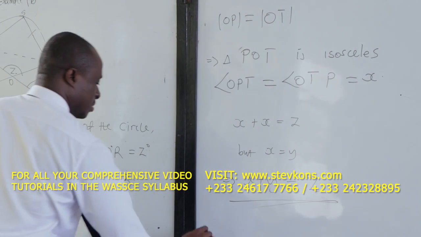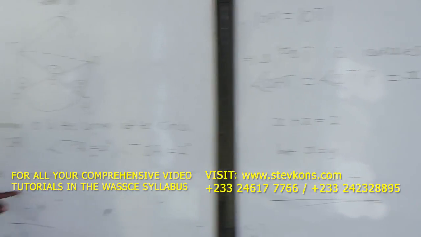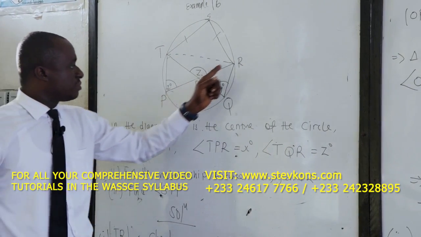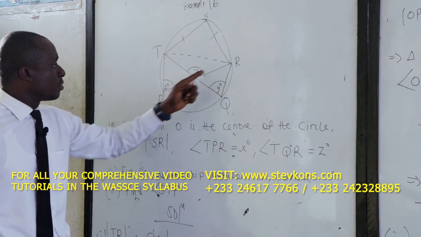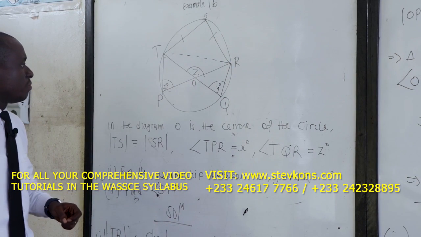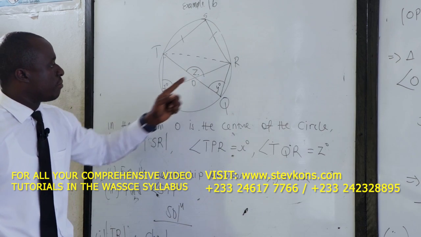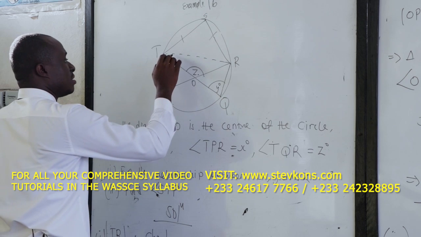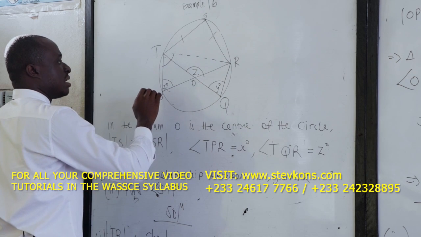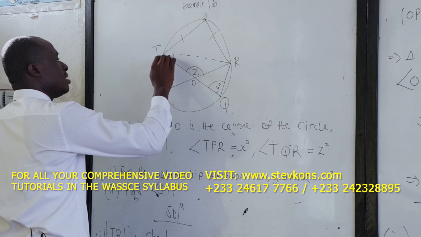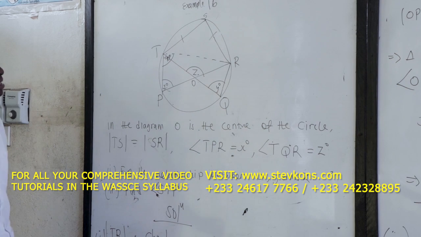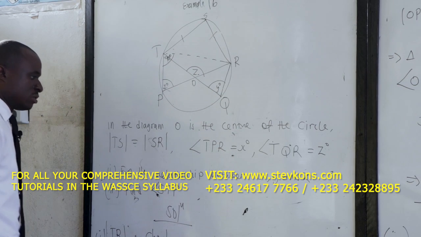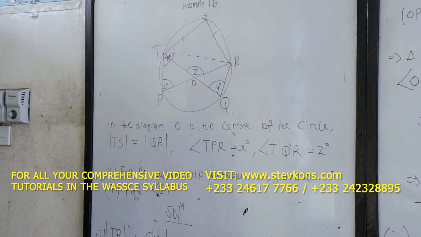Now let's see the second one. We want to find STP. Now, PR is a diameter because this is the center. It is telling us that this angle is equal to 90 degrees. This angle is 90 degrees. So if you're able to know the angle over here, we just add it to the angle over there.